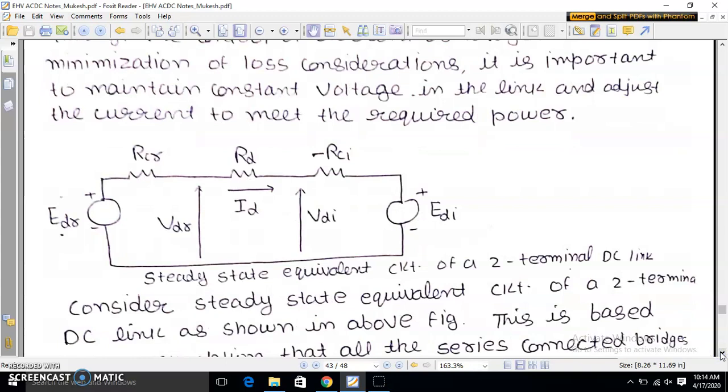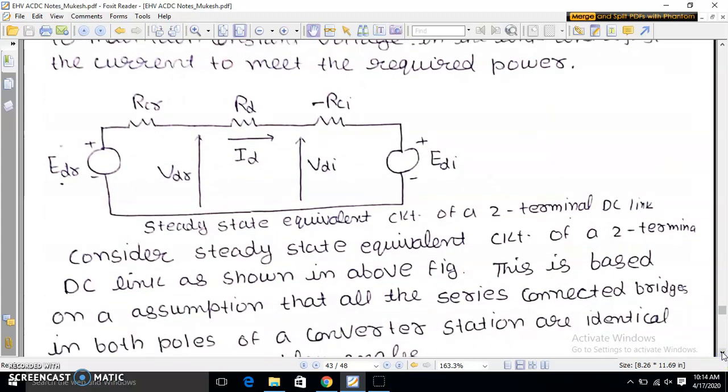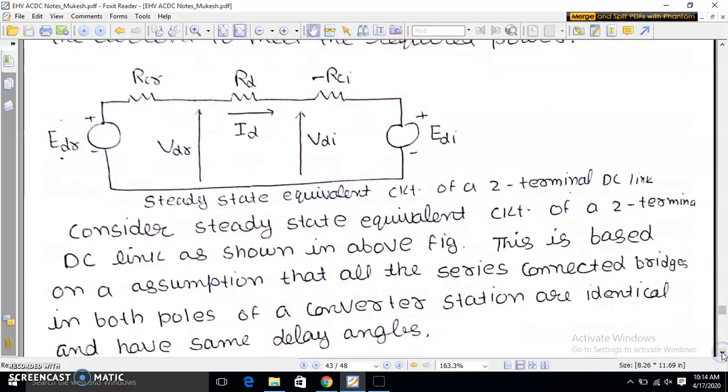This is the steady-state equivalent circuit of a two-terminal DC link. Consider the steady-state equivalent circuit of a two-terminal DC link as shown in the figure. This is based on an assumption that all the series connected bridges in both poles of a converter station are identical to each other and have the same delay angles.